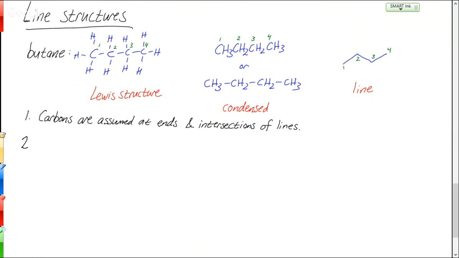Second, let's deal with the hydrogens. How do we know how many hydrogens there are and where they are if all we have is these lines? Is there a way to predict that? I mean, there is a way to predict it. Can you see what it is? What is it? But how do you know that? By looking at the structure?